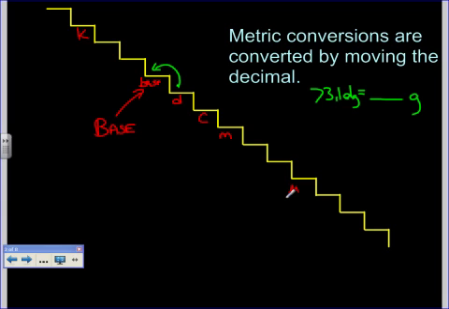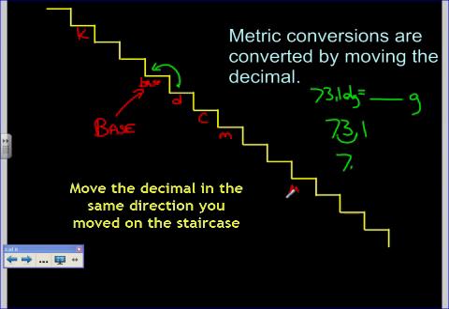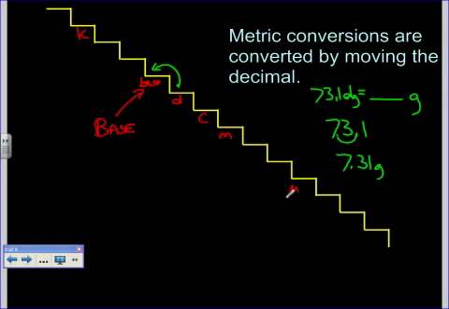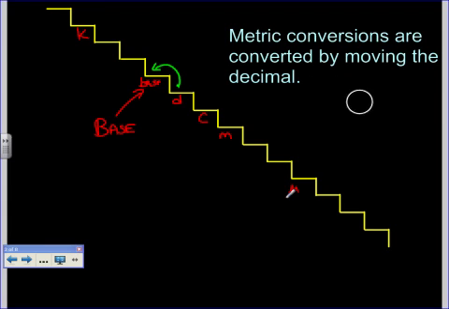So we go to deci on our staircase, and then we go up 1 step to the base. And it's not really a matter of up, it's that we went left to the base. Since we went left, we're going to move our decimal the same number of spaces that we stepped on the staircase. So we move 1 step to the left, we move the decimal 1 step to the right, and that gives us 7.31 grams.